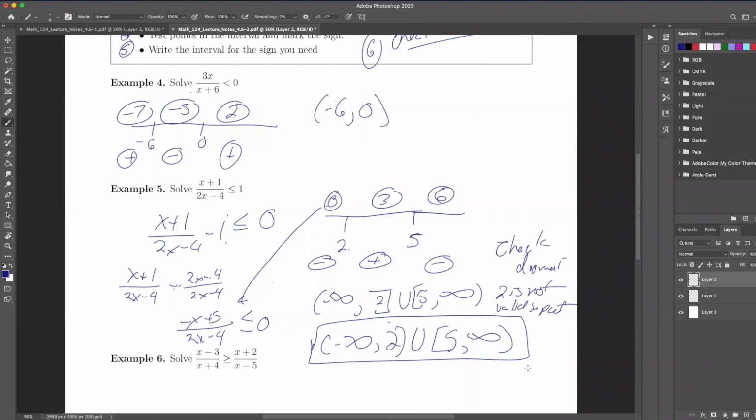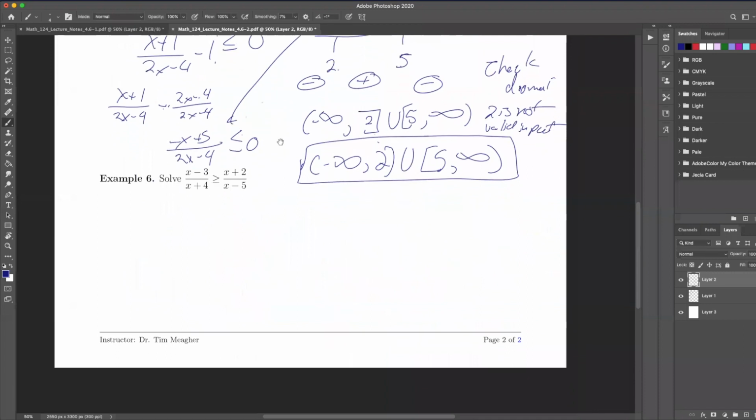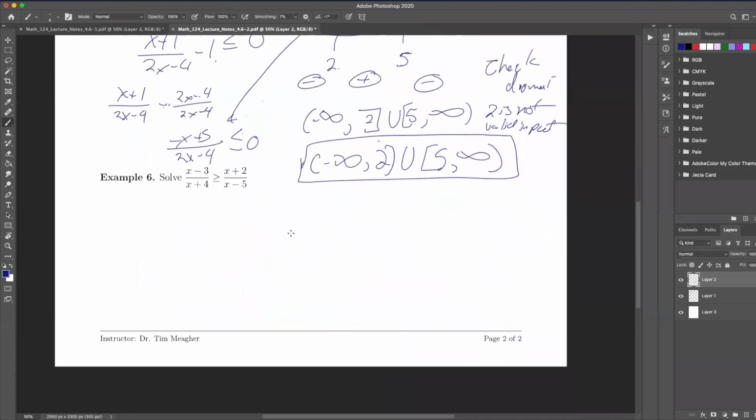All right, let's do our last one for the day. So we have this puppy right here, which is far less cute than the one sleeping at my feet, as I'm sure you guys will agree.